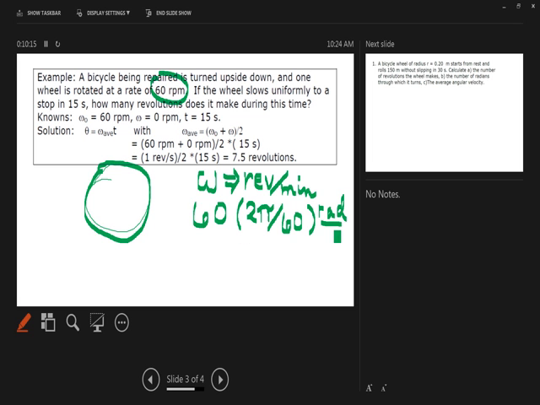Okay. So obviously it's 2 pi, isn't it? Now if the wheel slows uniformly to a stop, that means this is actually going to be our omega 0, our starting omega. And we know our final omega is 0 because it's going to slow to a stop. And it does that in 15 seconds. So we've got our delta t, 15 seconds.